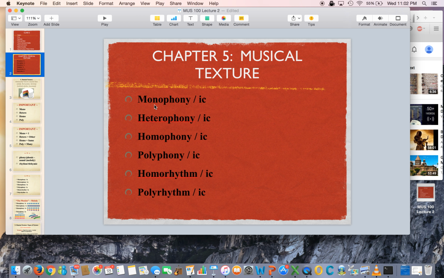These are the words you need to know, and I'll pronounce them for you, and then I'll explain it. Monophony or monophonic, heterophony or heterophonic, homophony, homophonic, polyphony, polyphonic. Then we get into rhythms: homorhythm or homorhythmic, and polyrhythm, polyrhythmic.